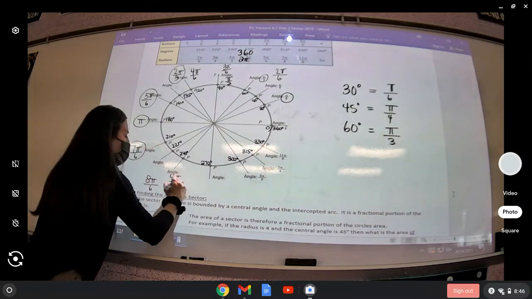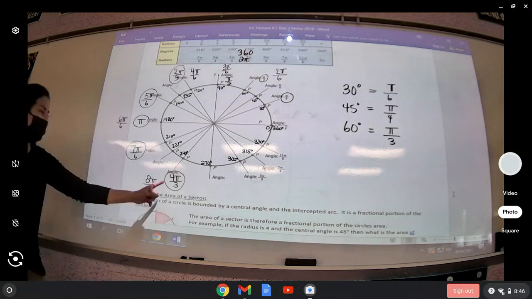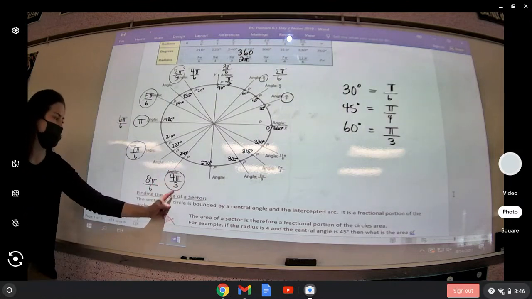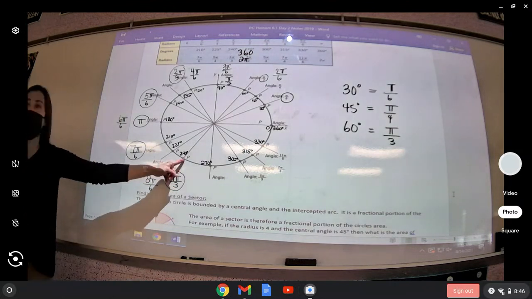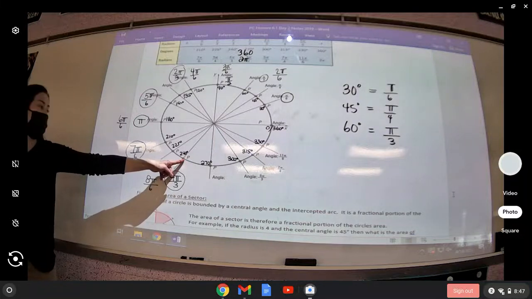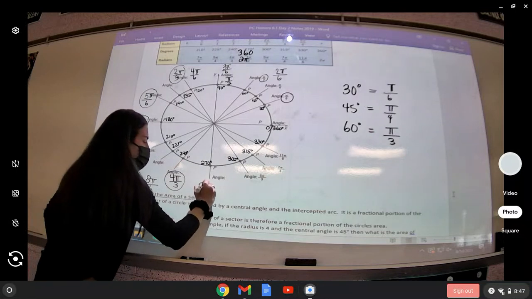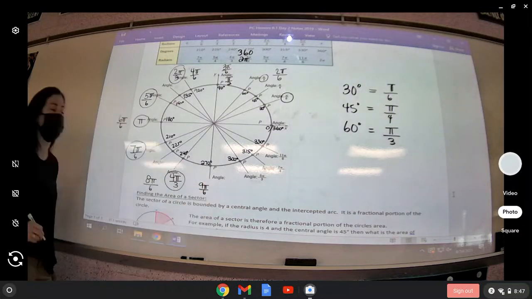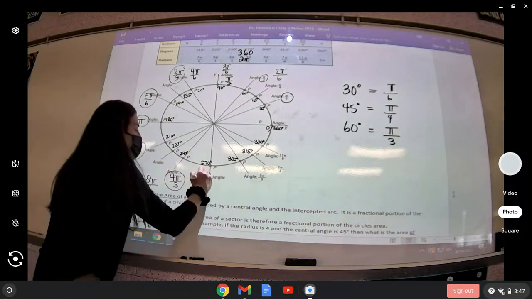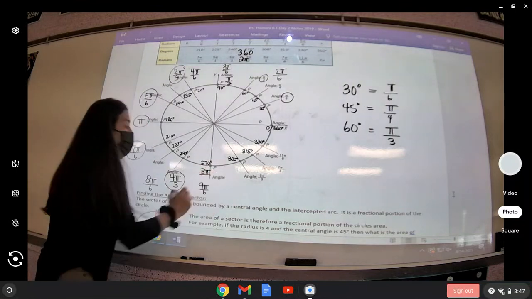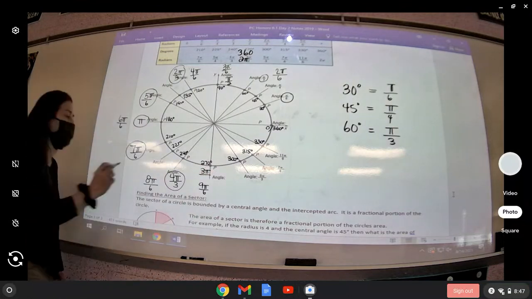4 pi over 3. And guys, think about it. 4 pi over 3 is 4 60-degree angles. 4 times 60, that's 240 degrees. That's exactly where it should be. All right, this is our ninth 30-degree angle. 9 pi over 6, what is 9 pi over 6 reduced to? That's 3 pi over 2. It's your third 90-degree angle.